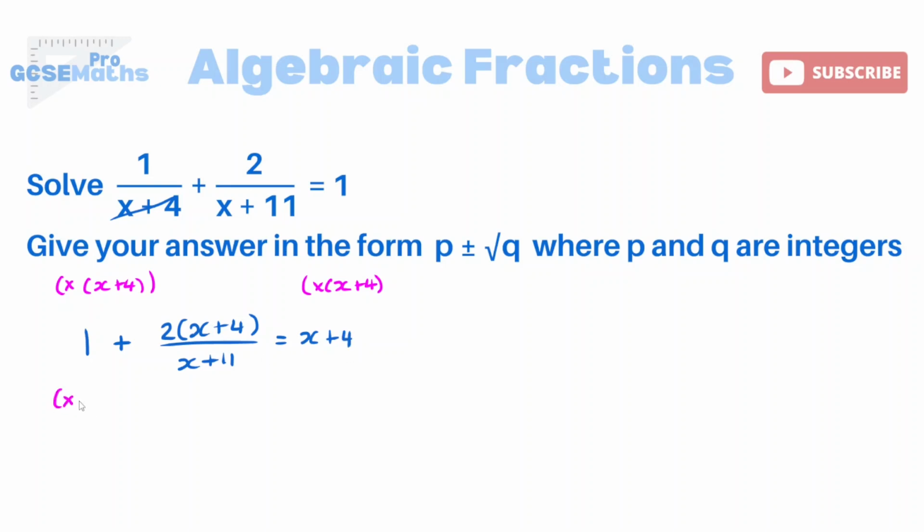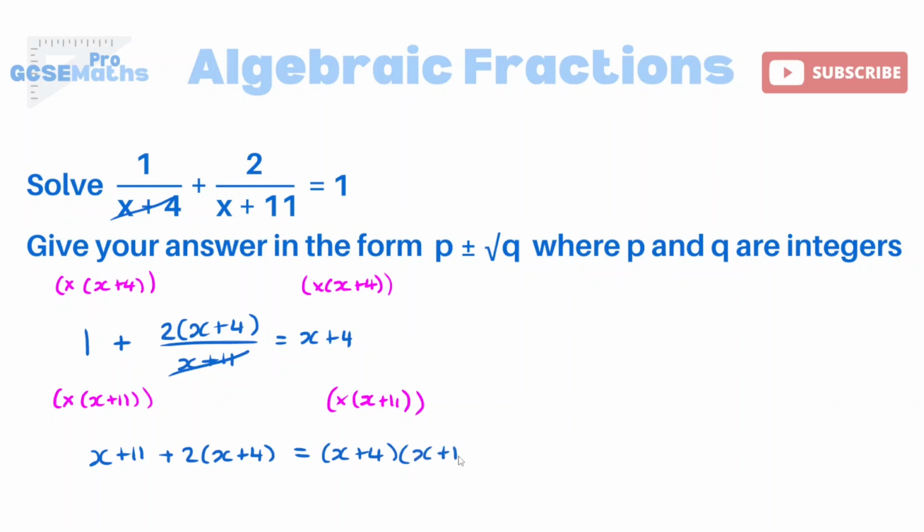Now, times by that other denominator, which is x plus 11. Again, remember to times all 3 terms by x plus 11. So 1 times x plus 11 is obviously x plus 11. This one, it will just cancel out the denominator, so we're left with 2 brackets x plus 4. And then the right hand side, we've got double brackets. That's where our quadratic is coming from.